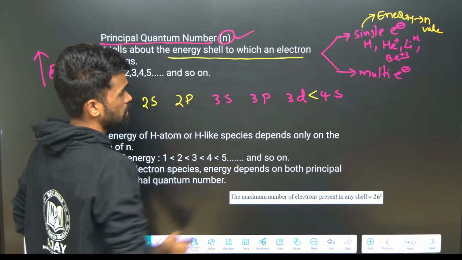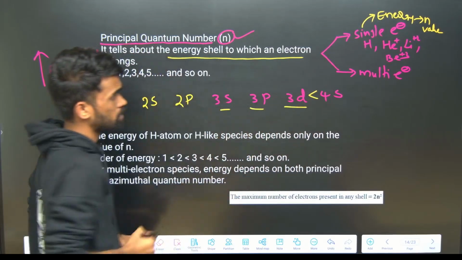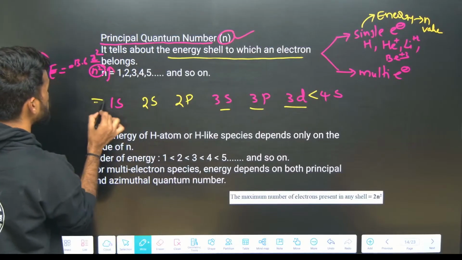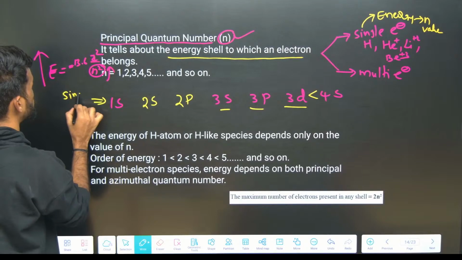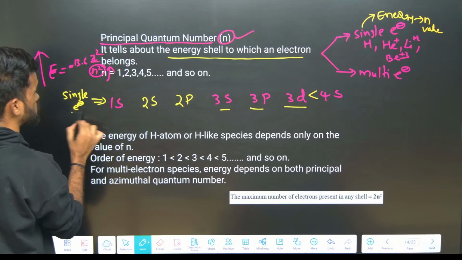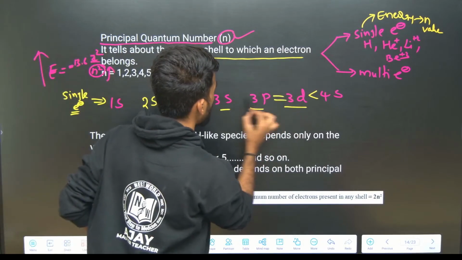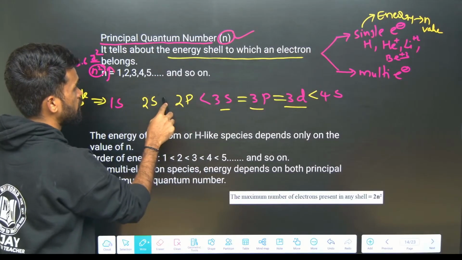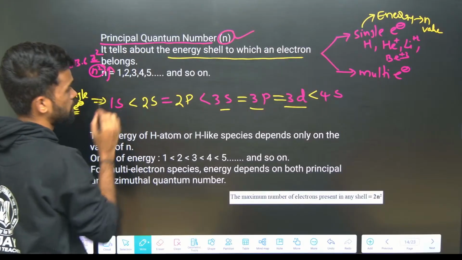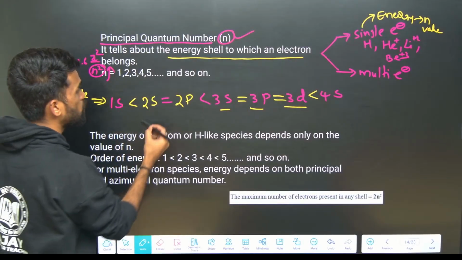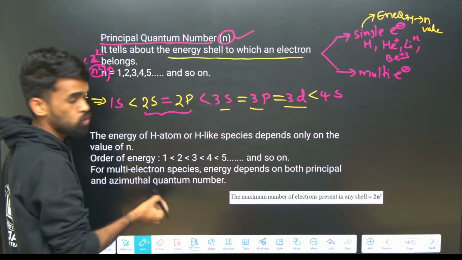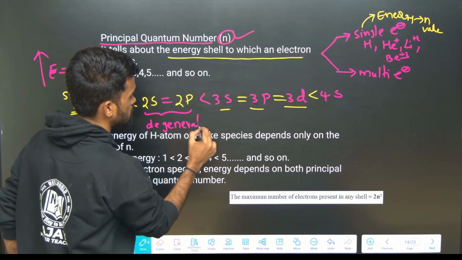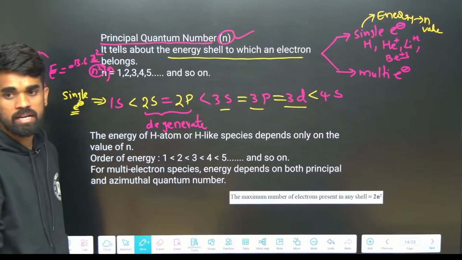Next, 3d, 3p and 3s will have the same energies, because I am talking about a single electron system, very important, single electron system. So these have equal energies now. What about this? Here again equal, again greater. So now see, wherever you see equal energy, those are called degenerate states. Degenerate states. How many degenerate orbitals are there?